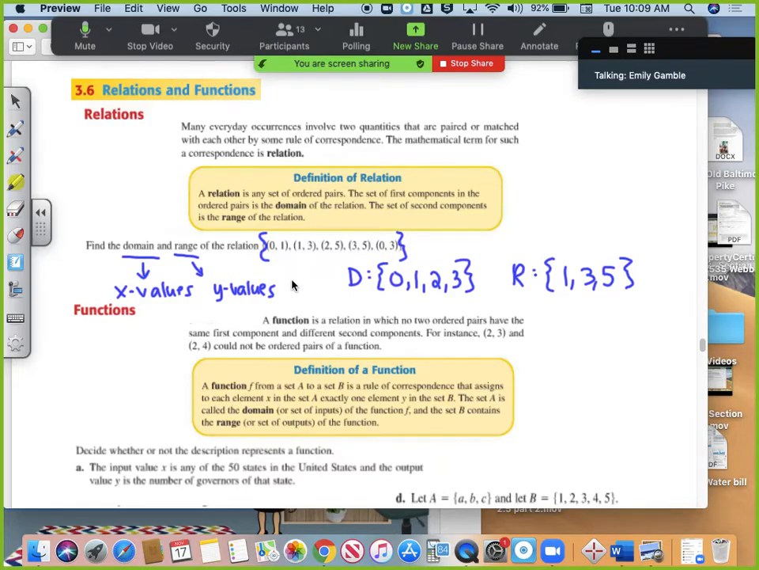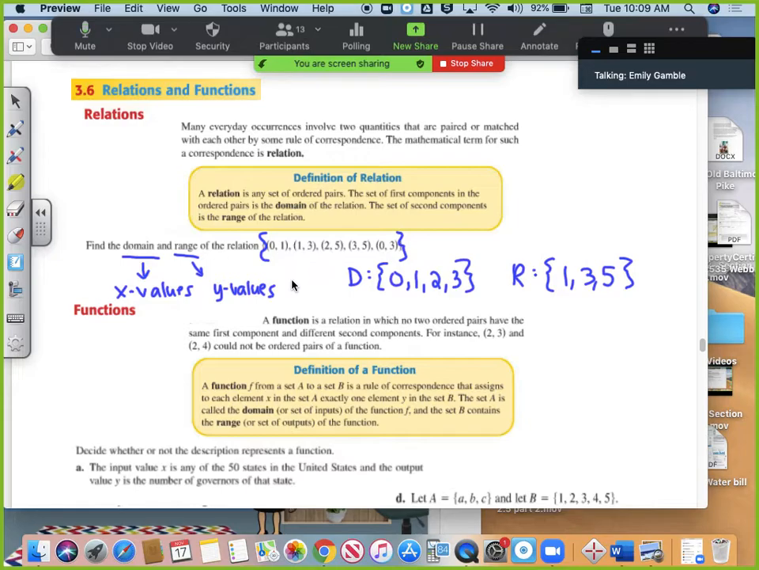Every single thing we see in algebra when it comes to graphing, or ordered pairs, or a table, everything we've ever seen is always considered a relation. You just never hear me call it that. But not every single relation is a function. So a function is a relation in which no 2 ordered pairs have the same first component and different second components. For instance, (2, 3) and (2, 4) could not be ordered pairs of a function.